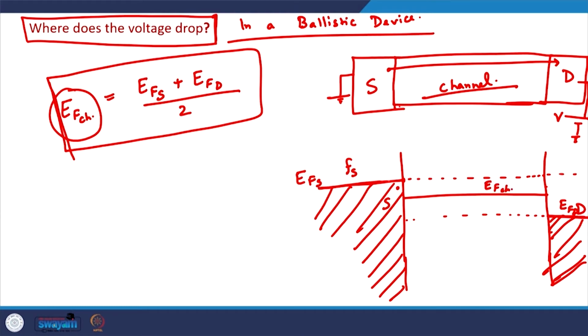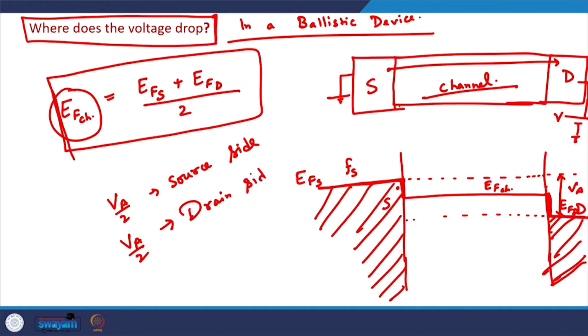And the voltage drop, which is by definition the difference in the Fermi levels, happens on the contacts. So almost half of the voltage drops on the source contact and the second half of the voltage drops on the drain contact. So if the total voltage drop is VA, VA by 2 drops on the source side and VA by 2 drops on the drain side.